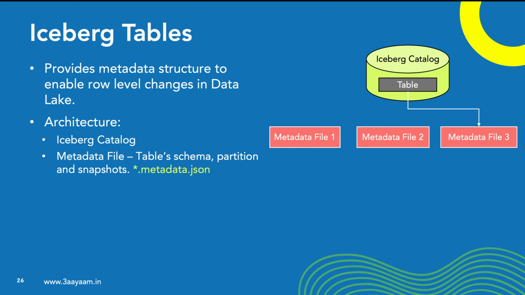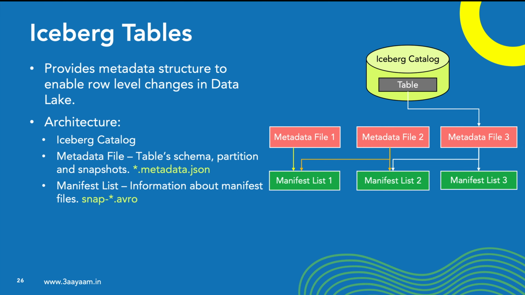The metadata files are stored as some name followed by .metadata.json, so they are stored in JSON format. As I said, it contains the table schema, the table's partition information, and something called snapshots. This table can point to multiple metadata files, but typically it would always point to the current metadata file. Then one of these metadata files, the current one, would point to something called a manifest list, which contains information about manifest files. The manifest lists are stored as snap dash followed by certain characters, then .avro, which means manifest lists are stored in avro files.